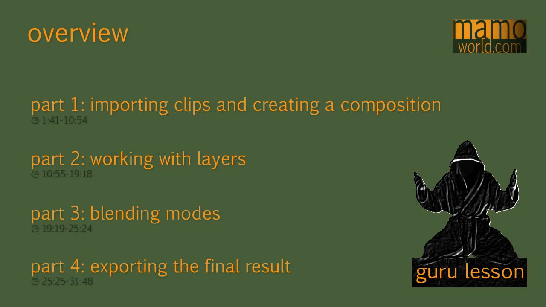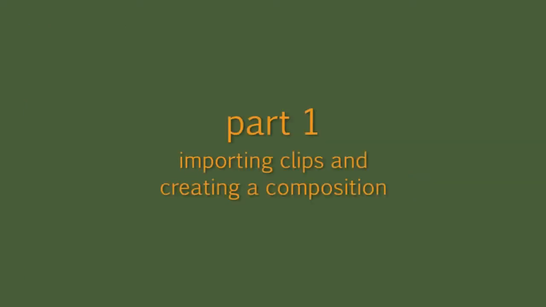First, I show you how to import your footage and create the composition in which we are going to work. Then, I show you how to work with layers and change their position or scale, for example. Then, we are going to use blending modes to integrate the burning fire into the clip. Finally, I also show you how to export the final video using either After Effects Render Queue or the Adobe Media Encoder. But now let's start with the first part and importing your footage.